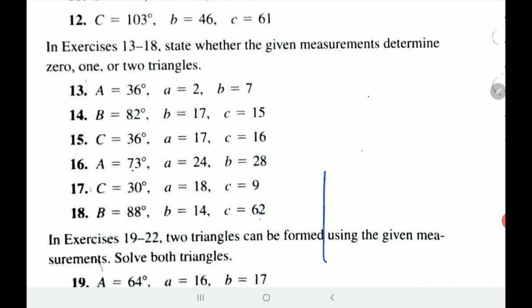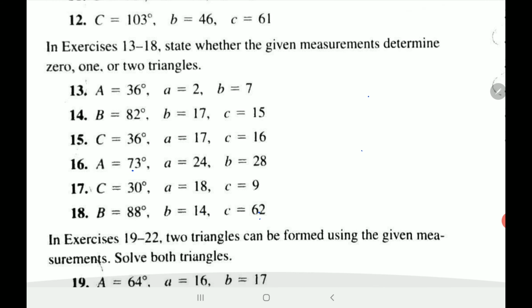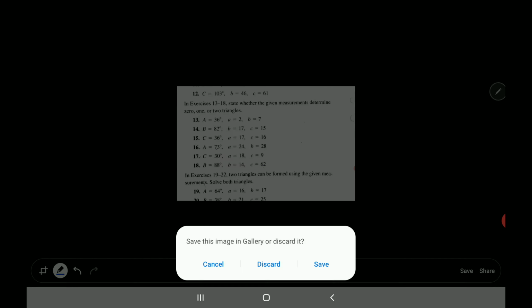Okay. Now, down here, oh, that's right. I discard the screenwriting. Give me a second.